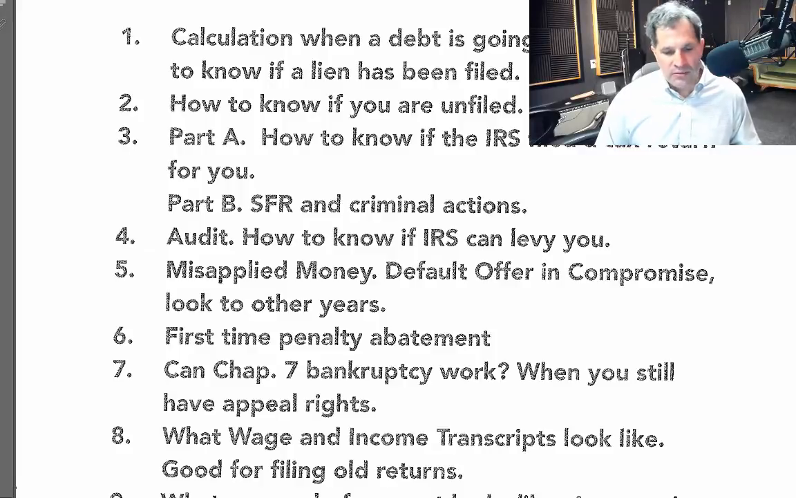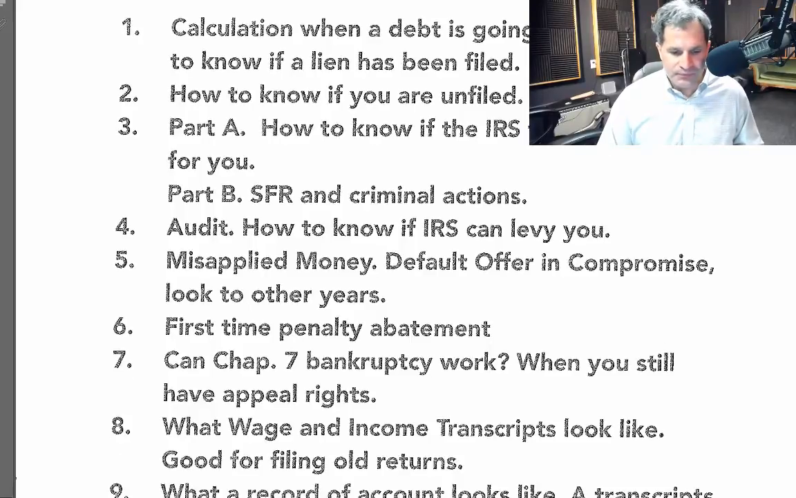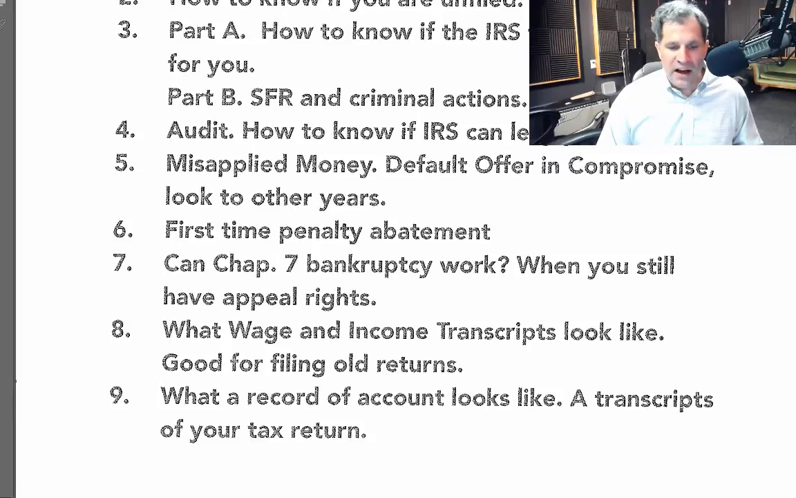In transcript 4, we're going to go over audit, how to know if you have been audited. We've had clients who didn't know they've been audited. Things were kept in the dark for them, so this is a way to know if you've ever been audited. And then also, if the IRS can levy you, that is, levy your wages, your bank accounts, even your vendors, even if they owe you money. In transcript 5, we're going to talk about misapplied money, how to know if the IRS has misapplied money. And then we're going to show an example of why you have to look at all other years, because this client defaulted an offer of compromise but didn't show up.